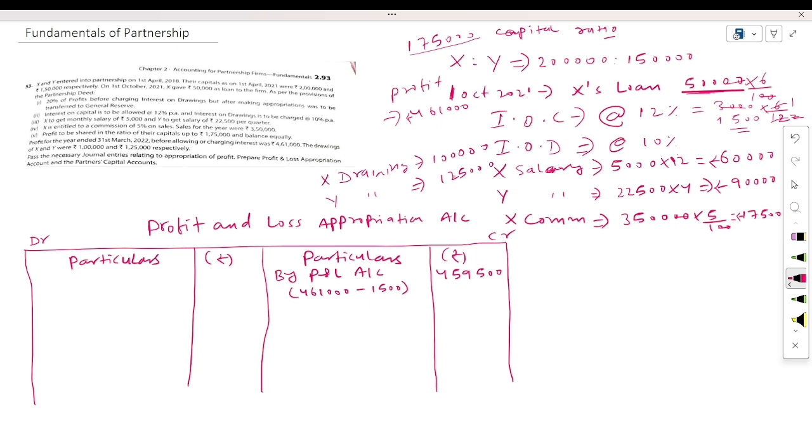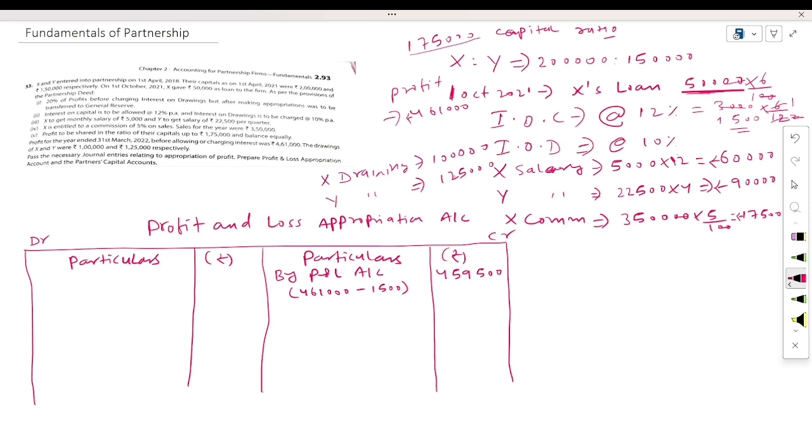Now we will do all the deed related work. Whatever is mentioned in the partnership deed, we will do that. First, 20% of the profit before charging interest on drawing, but after making appropriation, was to be transferred to the general reserve. This will be done at last, not first. First of all, we will provide interest on capital. Then we will also provide salary or commission. After that we will do this.